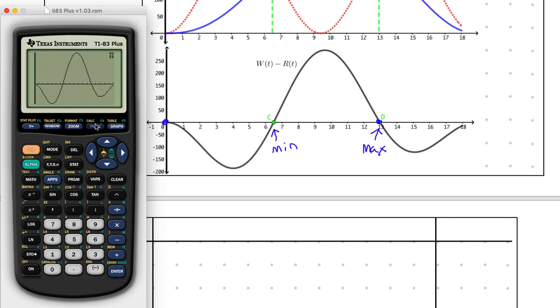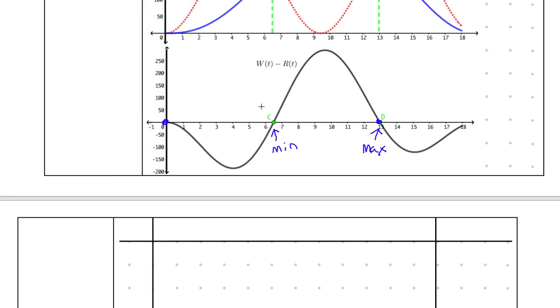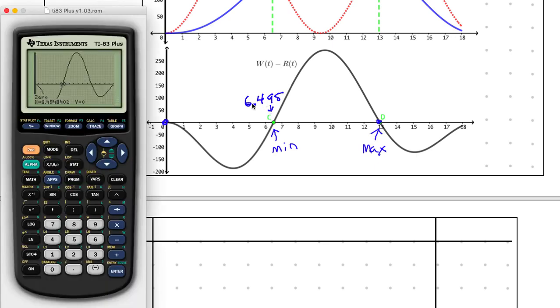So let's do second trace to calculate these zeros, hit 2. And my left boundary, I'm going to guess, you can even see on this graph, it's between 6 and 7. So I'm going to say between 5 and 9, and I'm going to guess 8. It's a really bad guess, but it'll still get me the right answer of 6.495. And then finding the other one, it's second trace to calculate these zeros, and I'm going to guess between 12 and 14, and I'm going to guess 13, and I get 12.975.